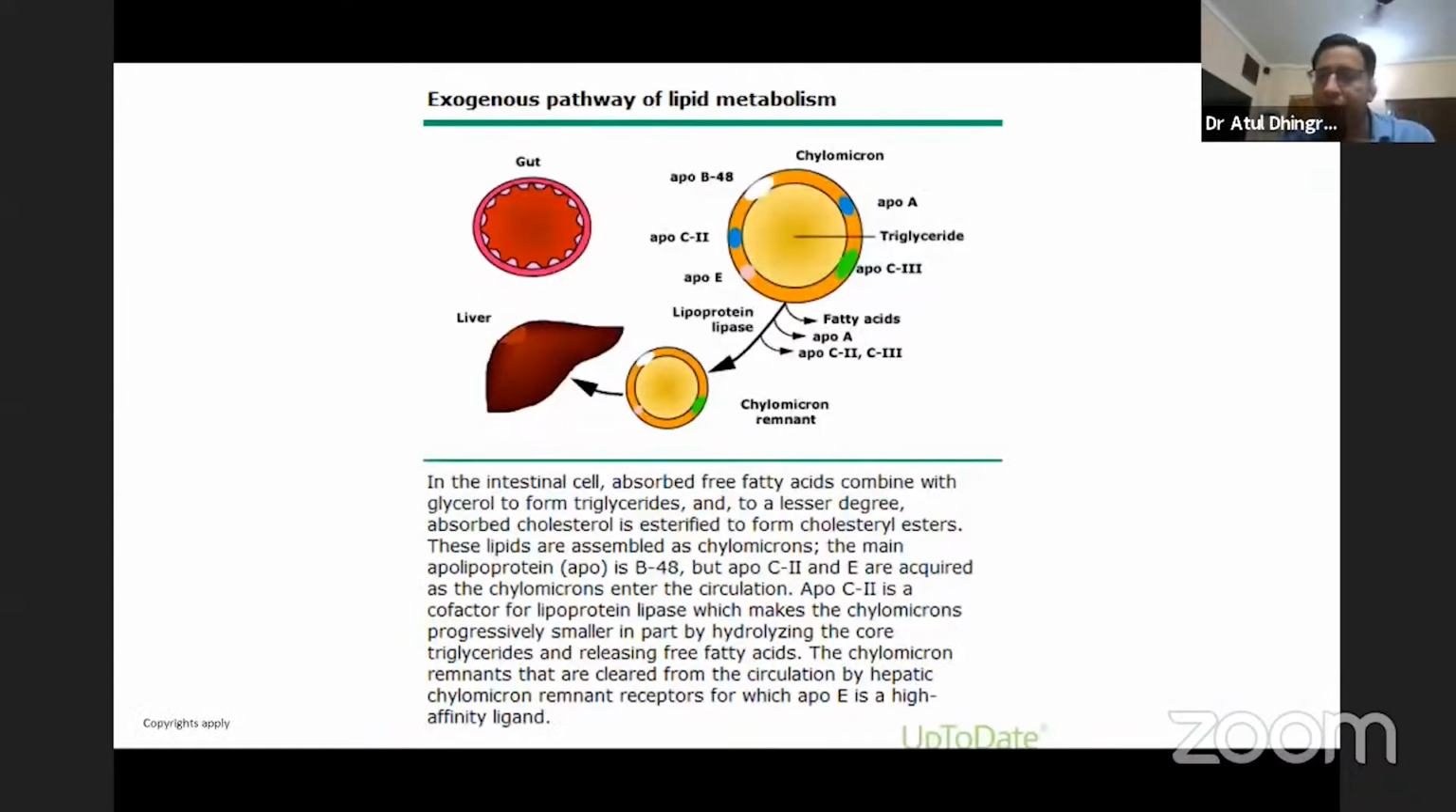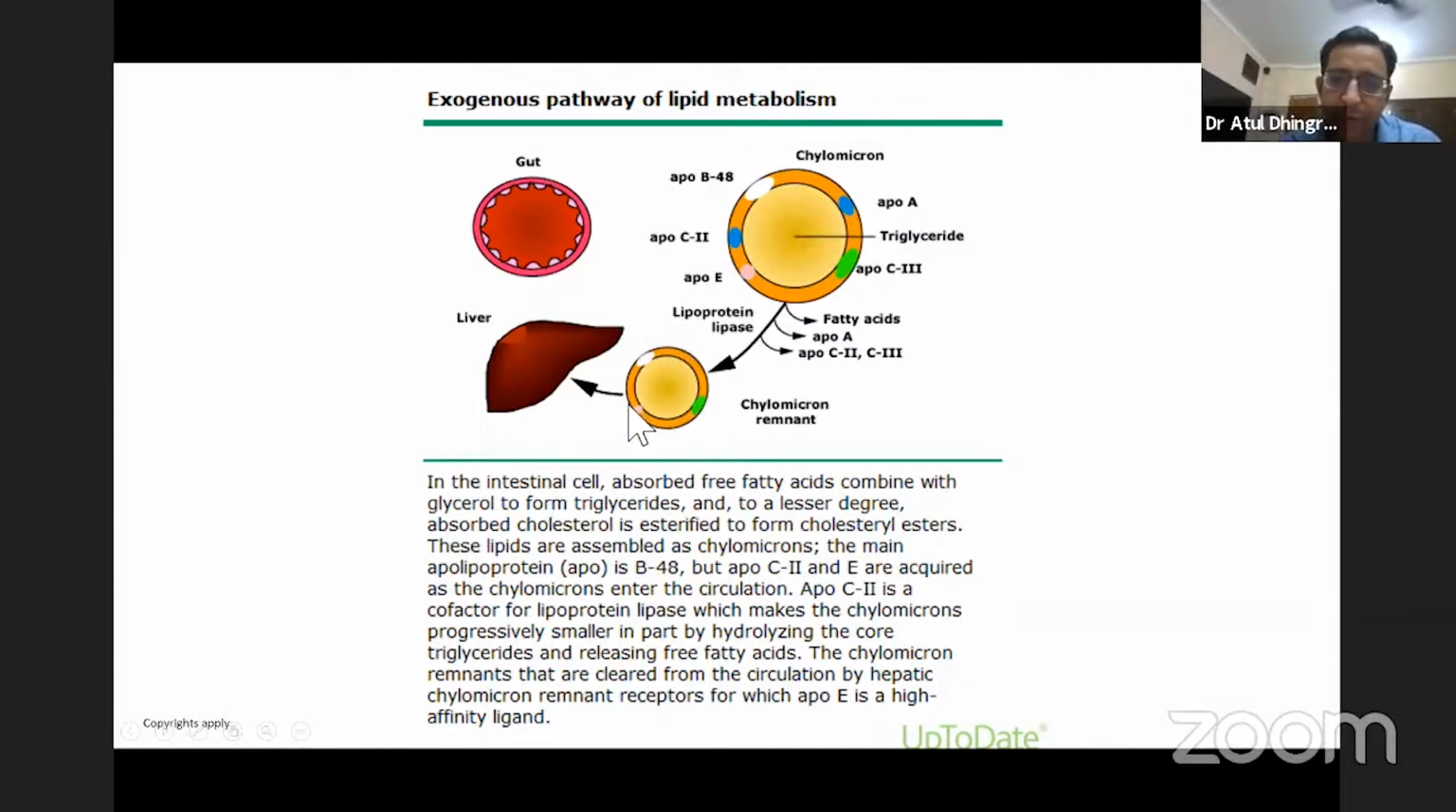So talking about the exogenous pathway of lipid metabolism, once we eat food, through the gut, all the glycerol and triglyceride from the fat are esterified and assembled into a molecule called chylomicrons. So these chylomicrons have a large amount of triglycerides, and once these enter into the circulation, they are acted upon by lipoprotein lipase. With the help of this lipoprotein lipase, fatty acids are taken from chylomicrons by the tissues which use these triglycerides and fatty acids for their metabolism. And what is left is a chylomicron remnant.